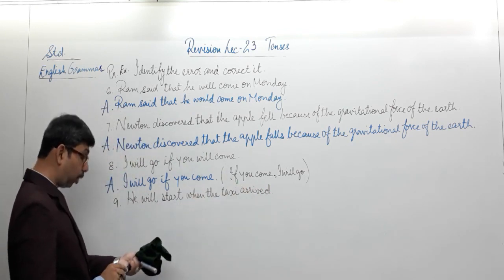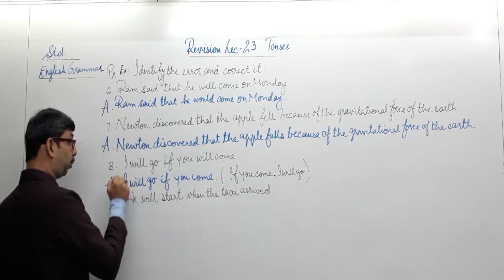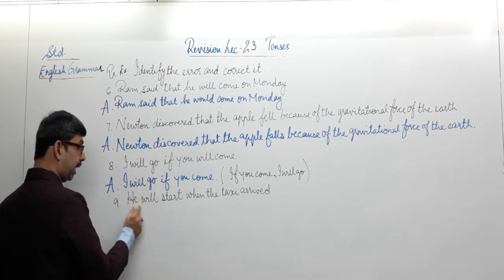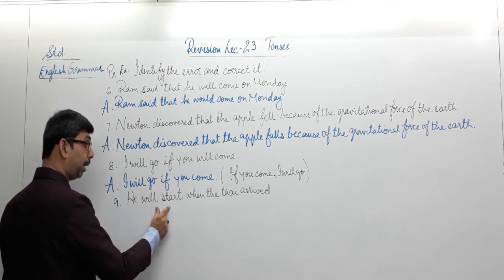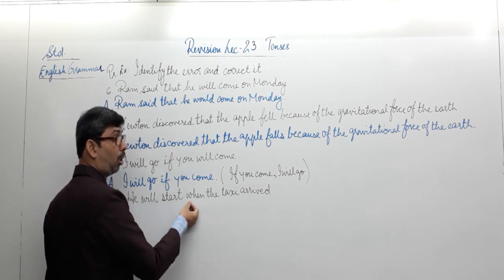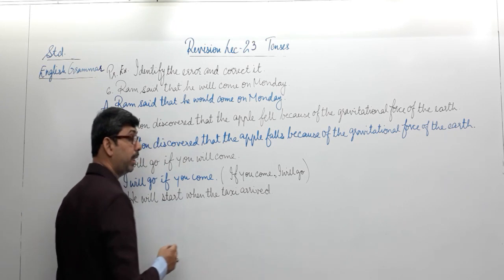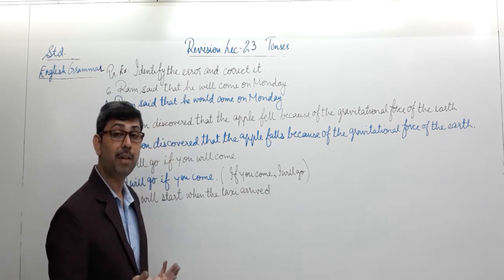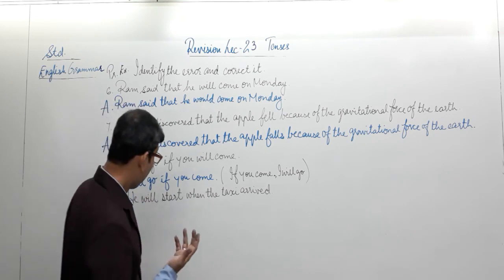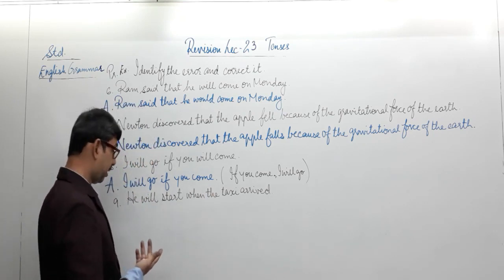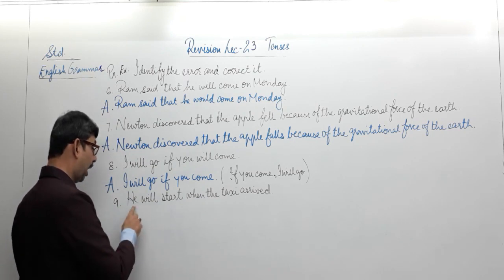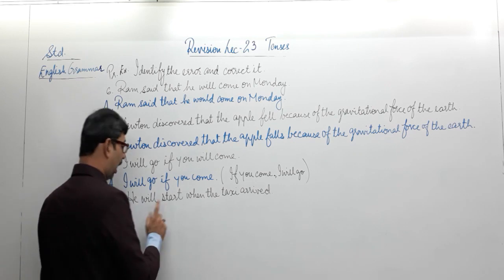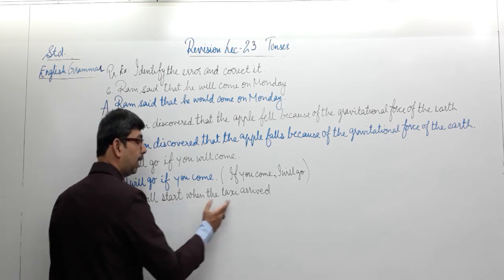So what do we observe over here? In the 8th one, we observe I will go. So we have the future in the main clause. Here he will start. We have the future in the main clause. But along with the word when, which is the subordinate clause, we have the verb not in the future this time. This time we have it in the past. So how are we going to justify this? Well, let us do it in this manner. He will start. We have a future over here.